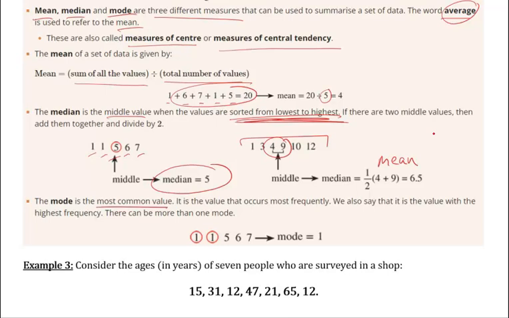The mode is the most common value. Mode, most. Mo. So it occurs most frequently. We can say that is the value with the highest frequency. There can be more than one mode. There can be no mode, if there's nothing that repeats.